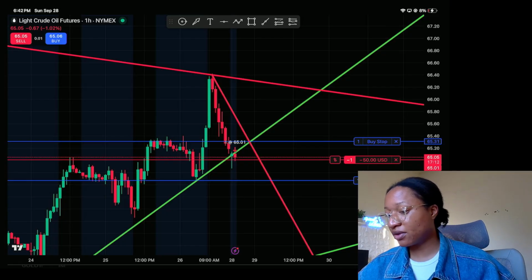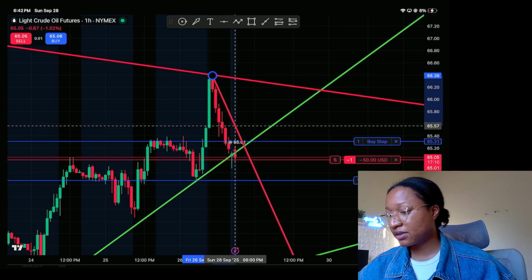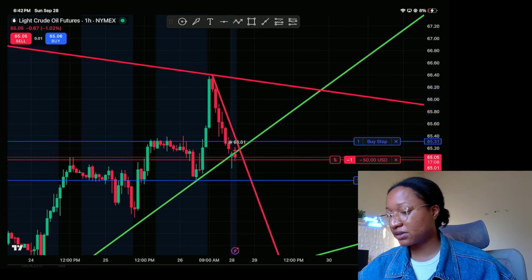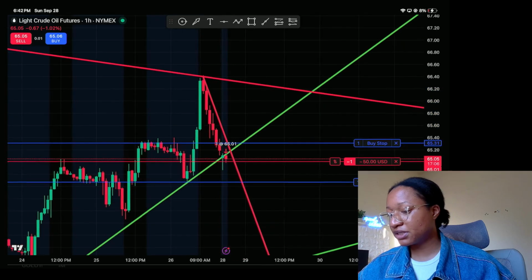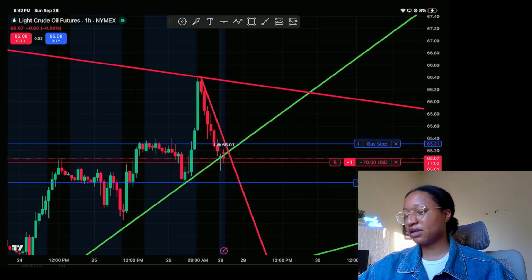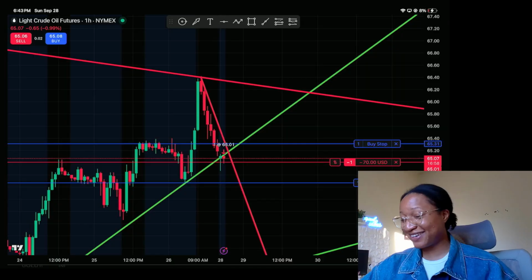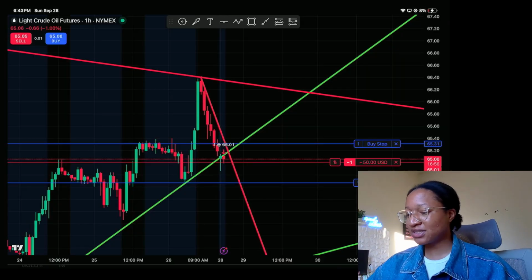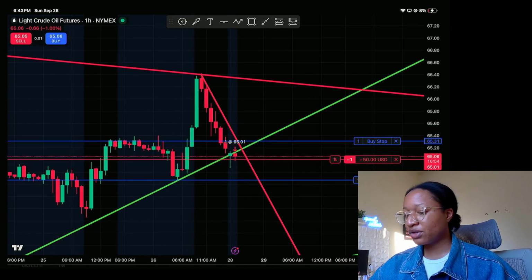I'll keep my stop loss a little bit tighter here. Oh my gosh, minus 70. We might get stopped out of this. I don't know. I'll let you know in the next video, probably tomorrow, to see if this trade actually went through.